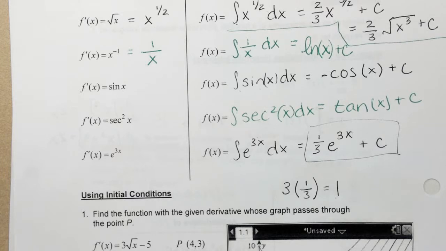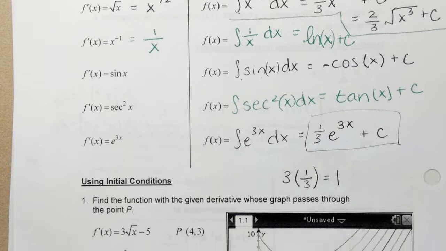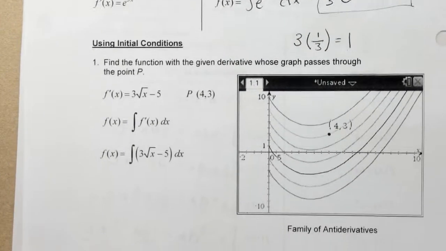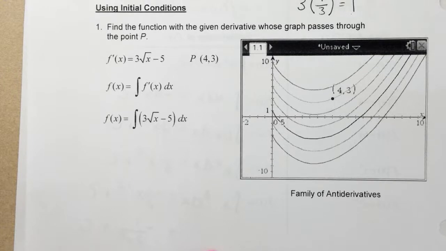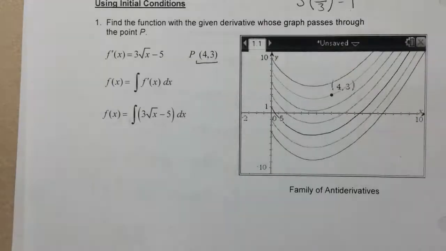Okay. So in class I talked a little bit about how in the notes tonight, you're going to figure out how to find C. So this next section, using initial conditions, is going to help you to identify what C is. To find C, we need to be given a derivative and an initial condition, or a condition of some sort, which will usually come in the form of a point.